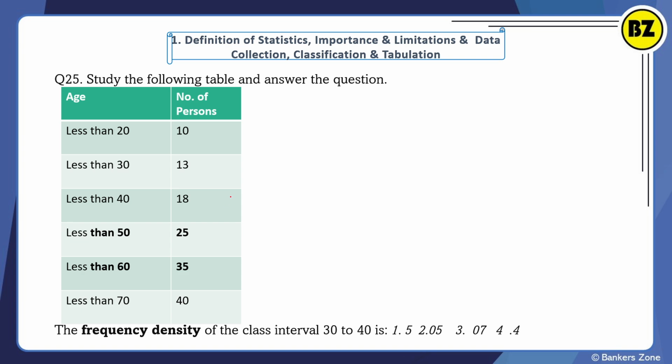Study the following table. The frequency density we have to identify for the class 30 to 40. Again it is very easy. First we will identify the intervals 20 to 30, 30 to 40, 40 to 50, 50 to 60, 60 to 70. Less than 70 means we identify the 60 to 70 interval. After that we will find the frequencies: for 20 to 30, 13 minus 10; 30 to 40, 18 minus 13; then 25 minus 18, 35 minus 25, and 40 minus 35.